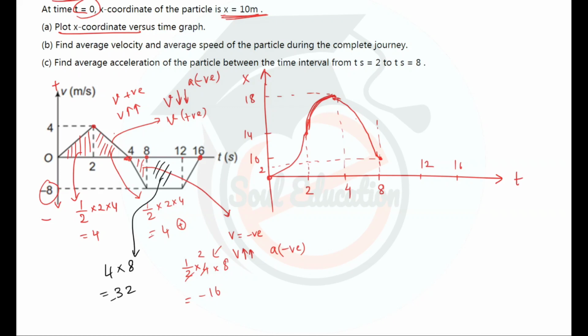Already we have plus 2, so with minus 32 in the negative direction, it will come to minus 30. So up to 12 seconds, where does it come from 2? A straight line. So it is coming here. So minus 32.